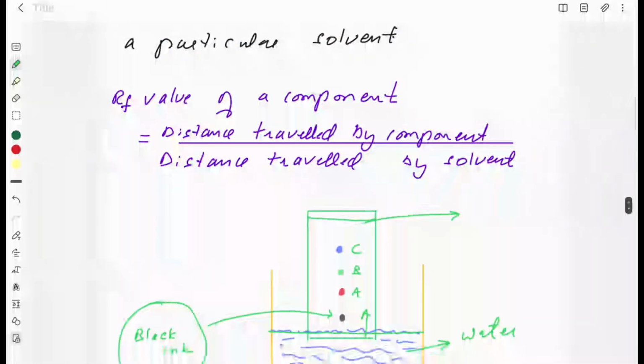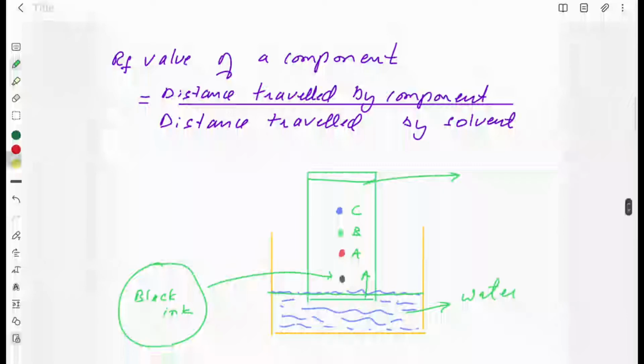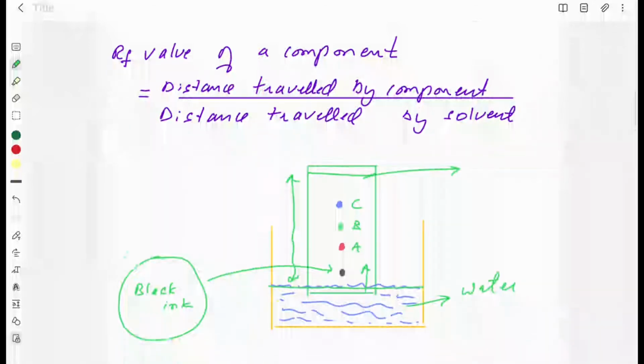This Rf value, as you will understand when you do examples in past year papers. Right now you just learn the formula or keep it in mind that the Rf value of any dye, any component, is the distance traveled by the dye divided by the distance traveled by the solvent. Distance traveled by the solvent is this distance. In examination, we're supposed to use a ruler if the diagram is given to us.